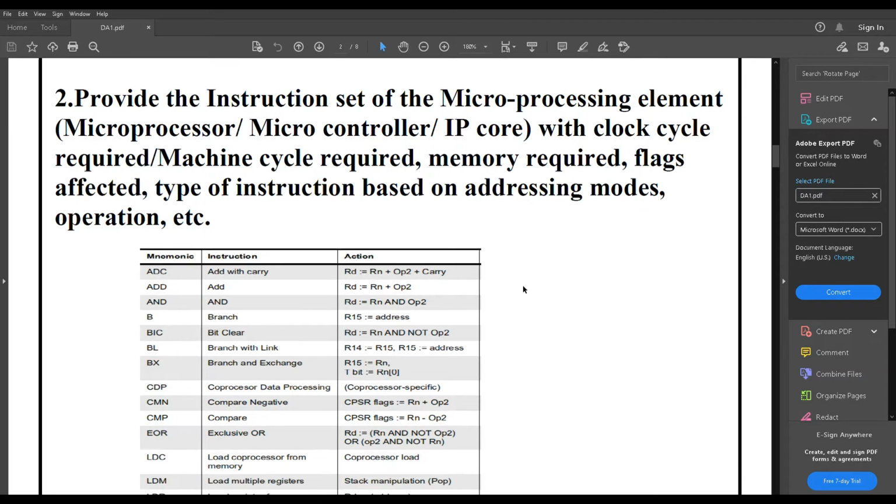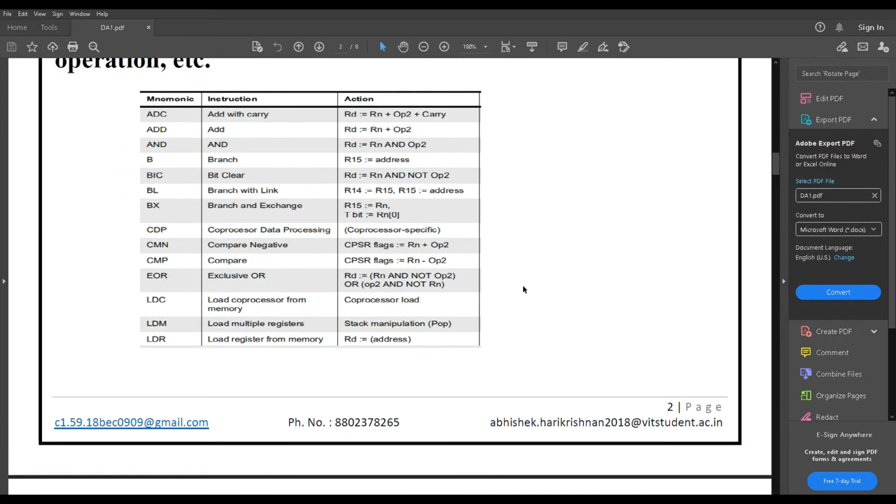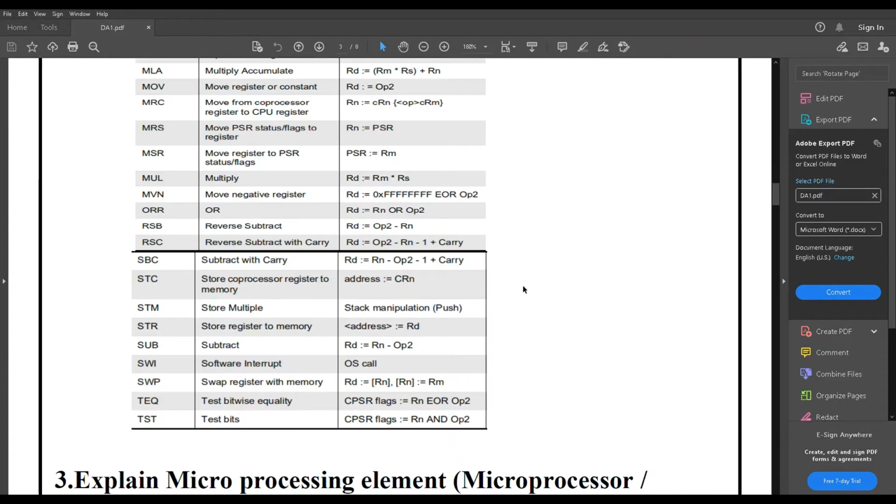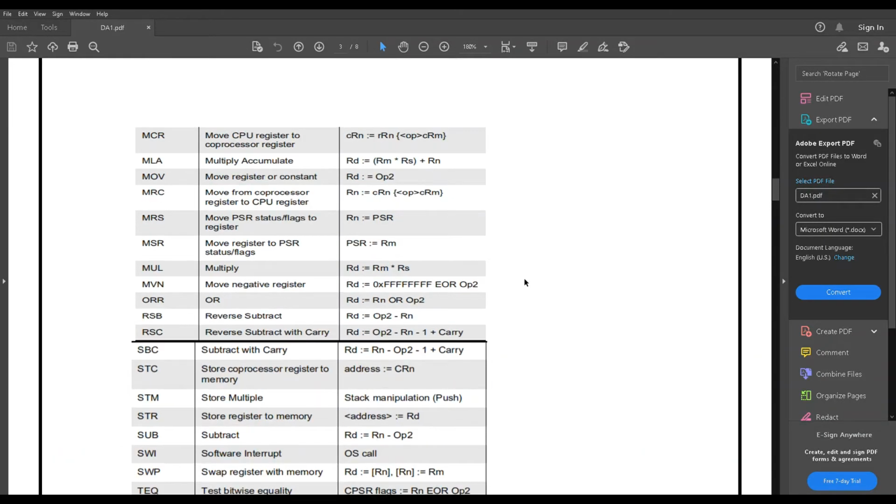The second question is to provide the instruction set of the microprocessing element. So here we have the instruction set of the microprocessing element, and some of the instructions are ADC, ADD, and BIC. All the instructions are given with the action for the form. So these are all the instructions of the microprocessor.